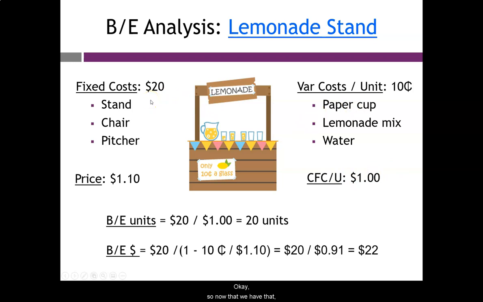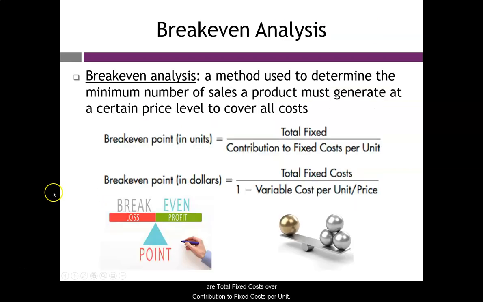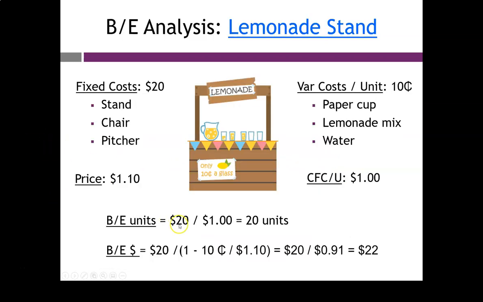Now that we have that, let's go back in and calculate it. Our break-even units are total fixed costs over contribution to fixed cost per unit. So, $20 fixed costs, $1 contribution to fixed cost per unit. So if we sell 20 units, we'll break even. Let's see if that works. Price is $1.10. 20 units times $1.10 means we made 22 bucks. $22. Did we cover our fixed cost of $20? Yep. And we sold 20 units at 10 cents each, another $2. There's your break-even point.